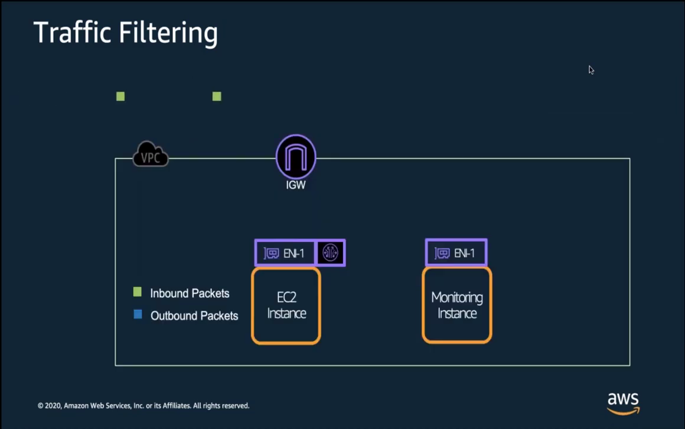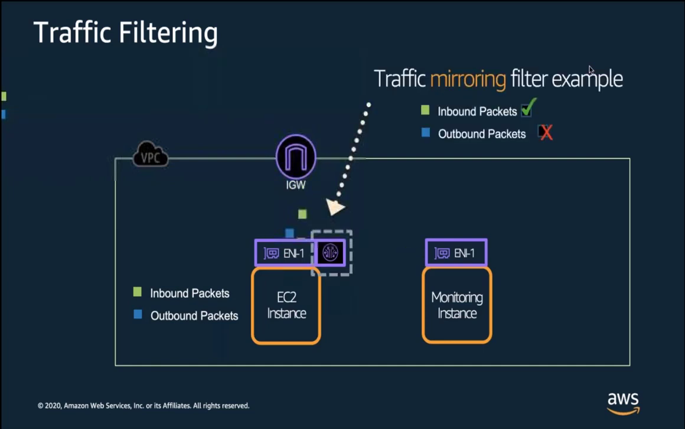So here is a simple example. We have an EC2 instance that's receiving and sending traffic. And we've enabled a traffic mirroring session. That's the symbol next to ENI1. And we now want to start forwarding some of that traffic into the monitoring instance. But in this case, we're only interested in the inbound traffic. And we don't care about anything that the instance is sending.